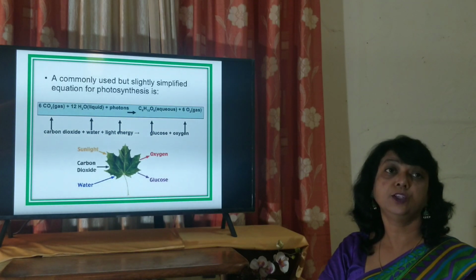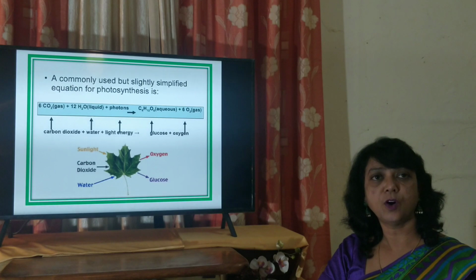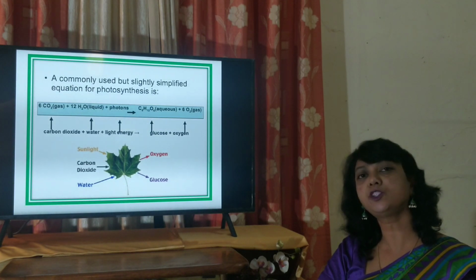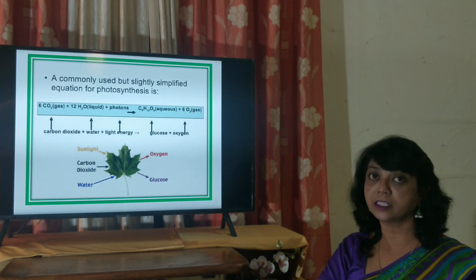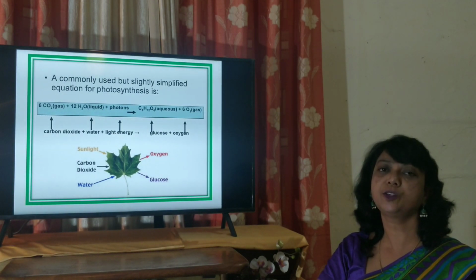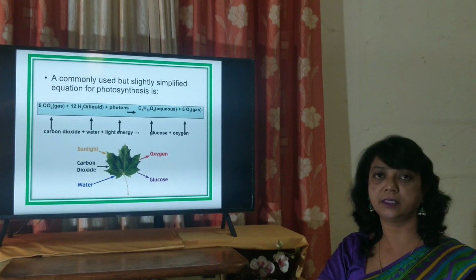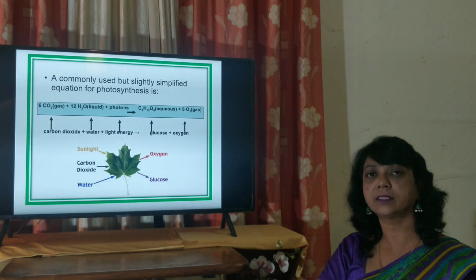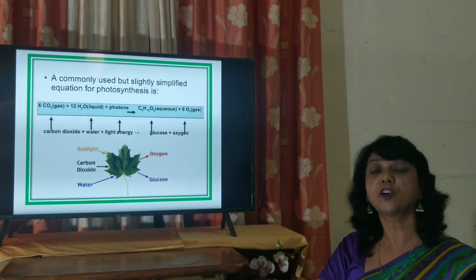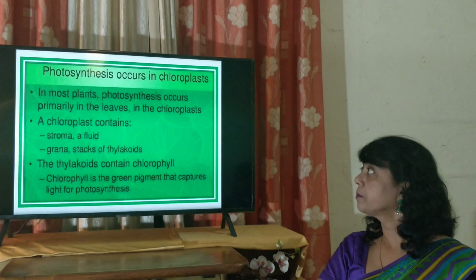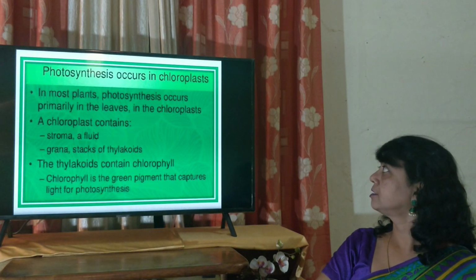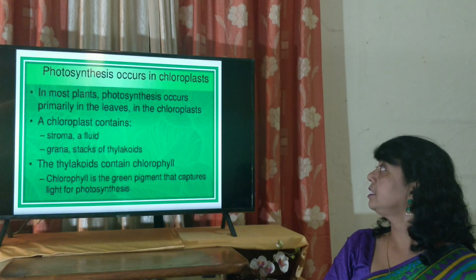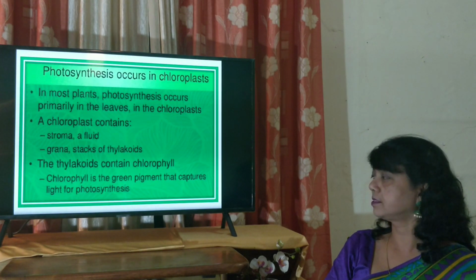Now, where do the plants prepare their food? Or where is the kitchen of the plant? I'm sure you all know that chloroplast is said to be the kitchen of a plant, because the food of all plants is prepared in their chloroplast. In most plants, photosynthesis occurs primarily in the leaves, in the chloroplast.